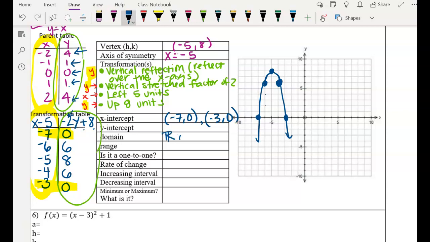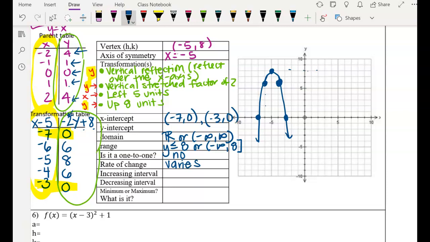Your domain is all real numbers, or -infinity to +infinity. The range looks like it's going to be less than or equal to 8, or -infinity, students, all the way to 8, and there's a bracket at 8. Is it a 1-to-1? No. The rate of change, it is going to vary, so it varies.